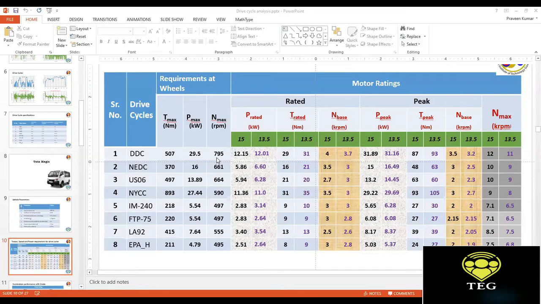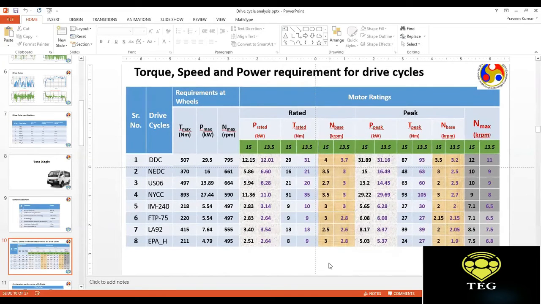All these numbers we get from the dynamic equations of motion that we had in module 2 and module 3 of the course, and using the data of Tata Magic as well as the drive cycle data, we came to these numbers. Similarly, we determined the maximum torque, power, and speed for various drive cycles. This was done for all the 8 drive cycles which we had earlier discussed.